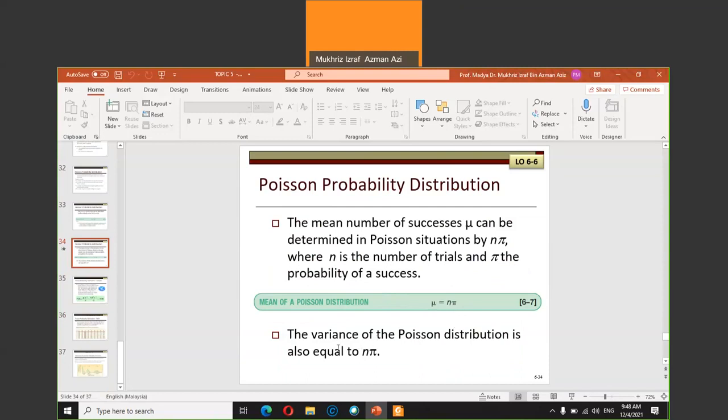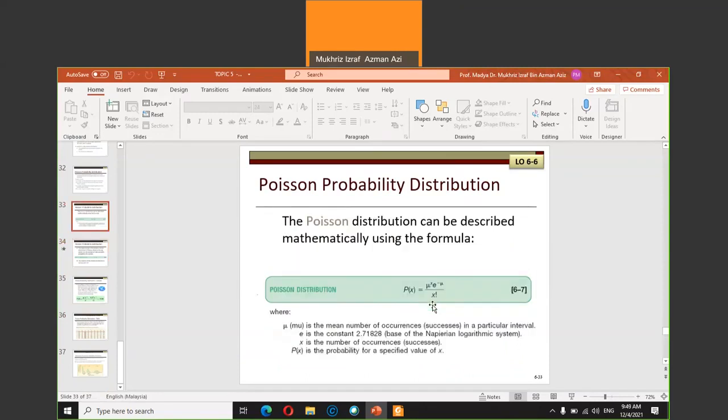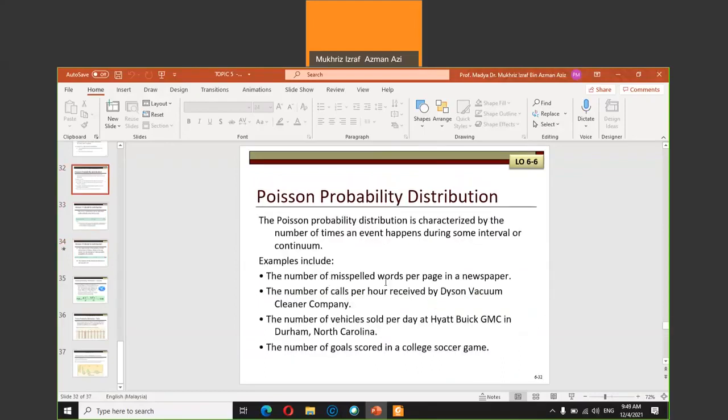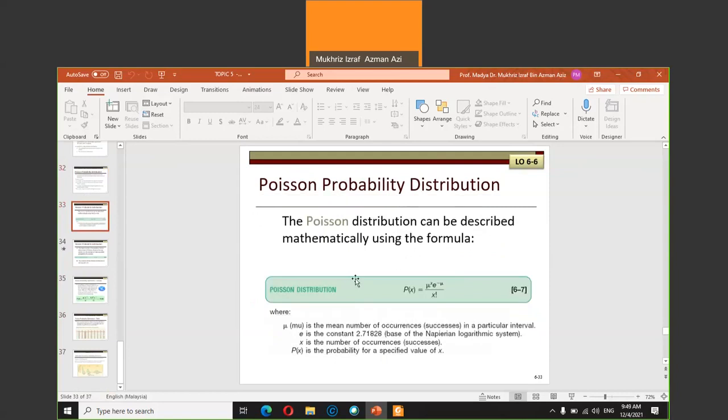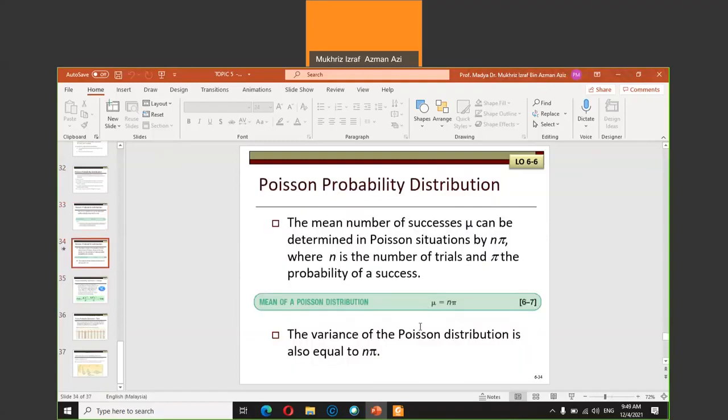It is also the same as the variance. Once you have the mean value, the variance is also equal to n times pi. So basically the mean and the variance are the same value. Mu is also the mean, mu is also the variance. For example, in one page there are 20 misspelled words, so the mean is 20, variance is also 20. How you obtain the variance and mean is by n times pi, but the main point is that in Poisson distribution, the mean and the variance are the same value.